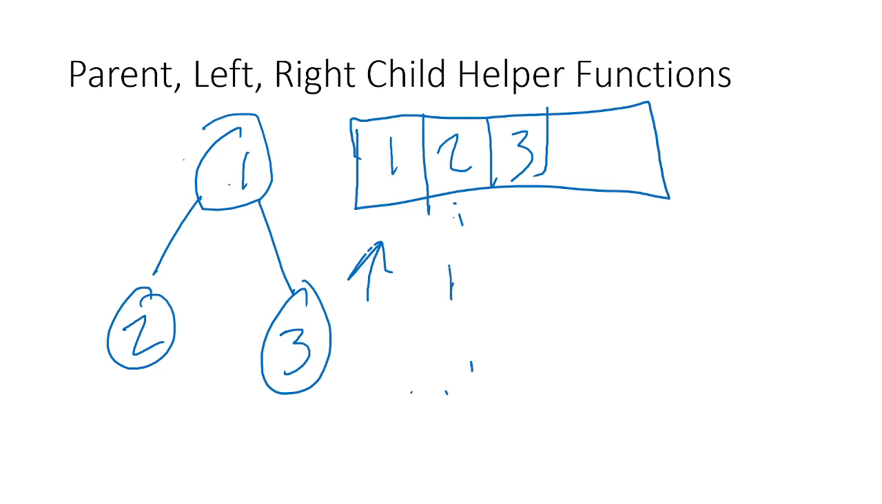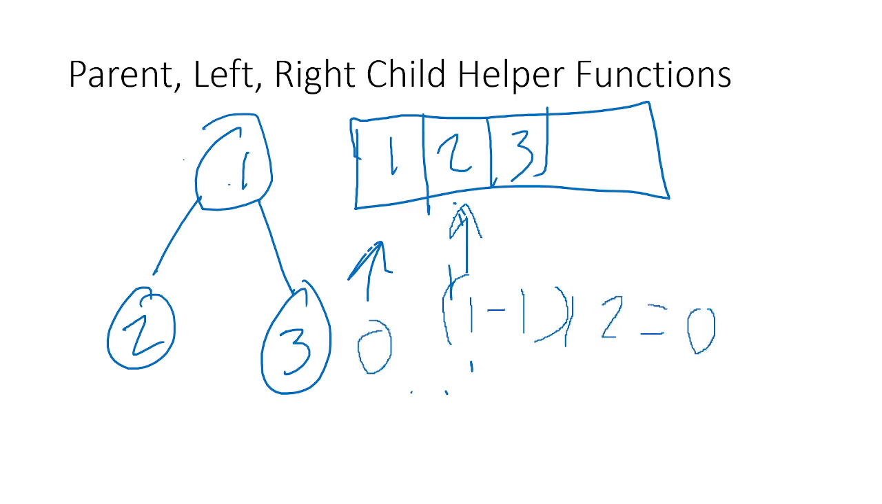Okay. I'm just gonna use this. It's gonna be located in this index. And let's say this is index 0, 1. So 1 minus 1 divided by 2 is equal to 0. So this will be 0.